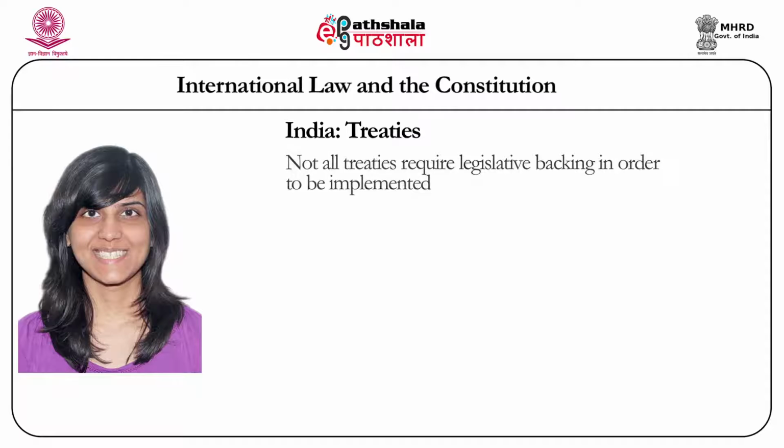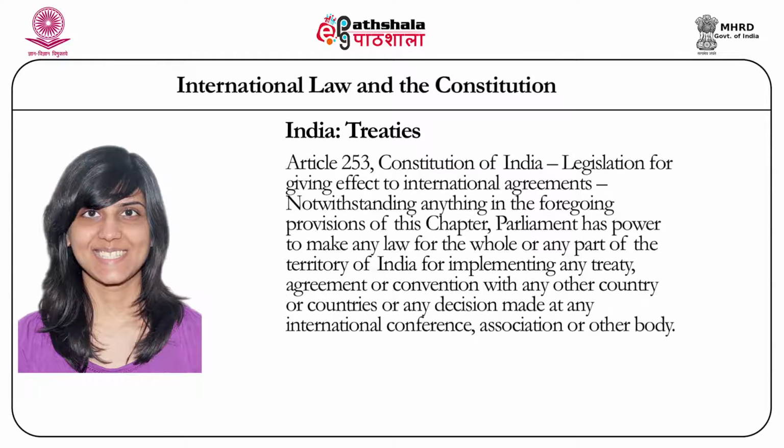He bases this argument on Article 253 of the Constitution of India. Article 253 reads, "Notwithstanding anything in the foregoing provisions of this chapter, Parliament has power to make any law for the whole or any part of the territory of India, for implementing any treaty, agreement, or convention with any other country or countries, or any decision made at any international conference, association, or other body."